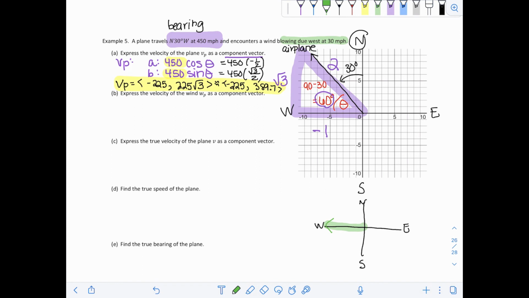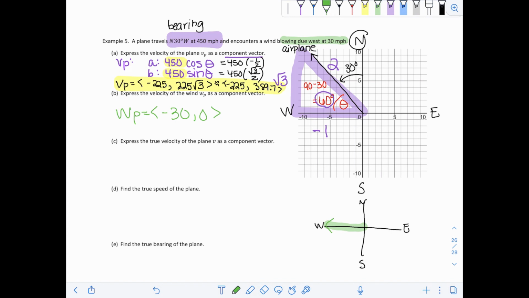And so if we wanted to express that as a vector, we could express it as negative 30, 0. And that's because the 0 is indicating it's not moving up or down, it's going directly west. So the X direction would be negative 30.